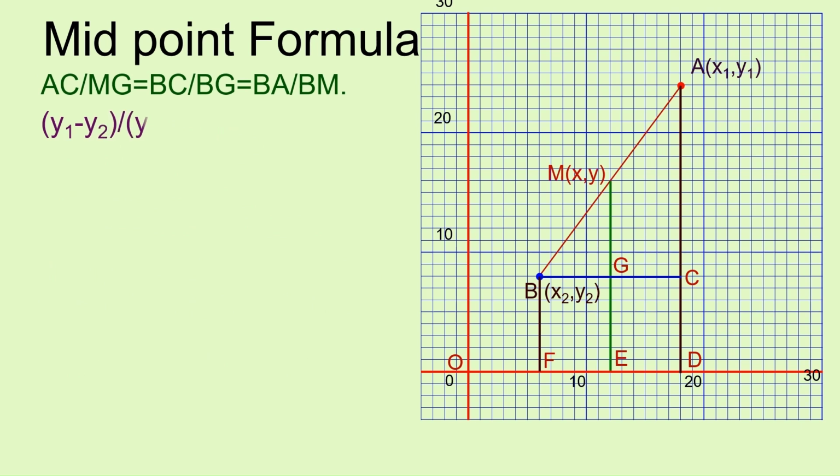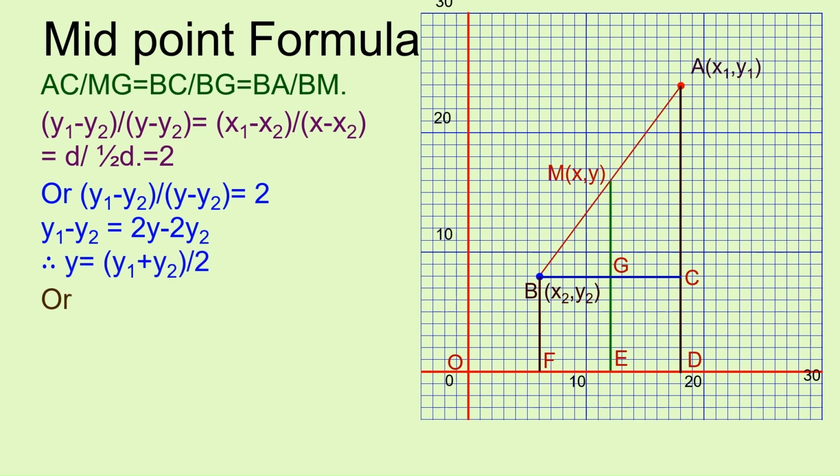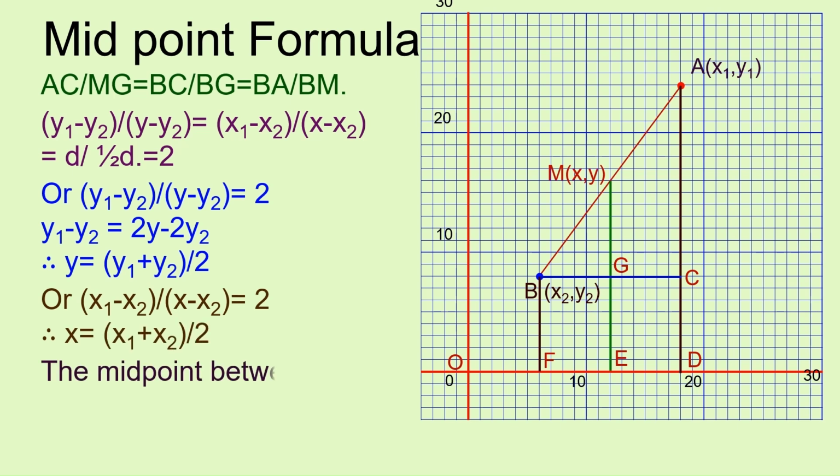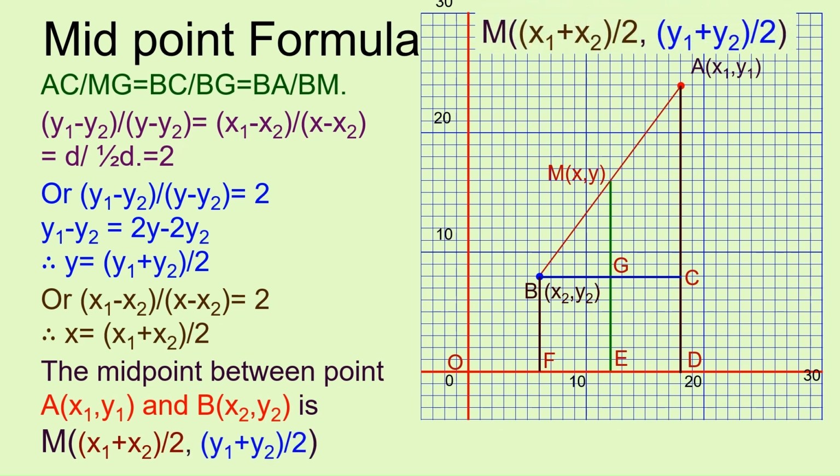y1 minus y2 divided by y minus y2 equals x1 minus x2 divided by x minus x2 equals d divided by 1/2 d equals 2. Therefore y equals 1/2 of y1 plus y2, and x equals 1/2 of x1 plus x2. The midpoint between point A (x1, y1) and B (x2, y2) is M, (x1 plus x2) whole divided by 2, (y1 plus y2) whole divided by 2.